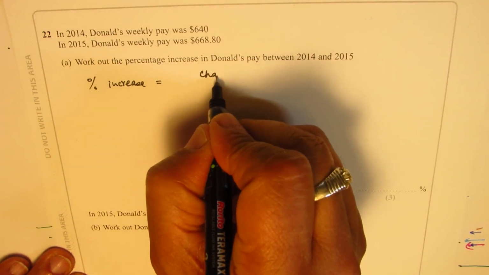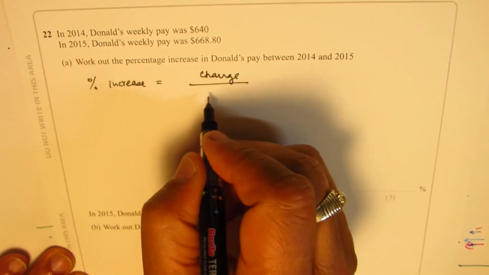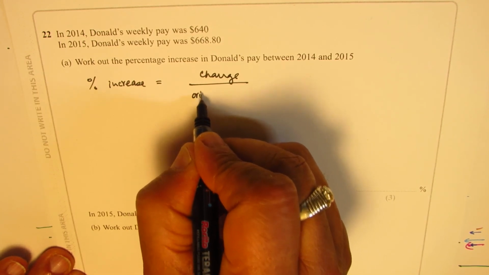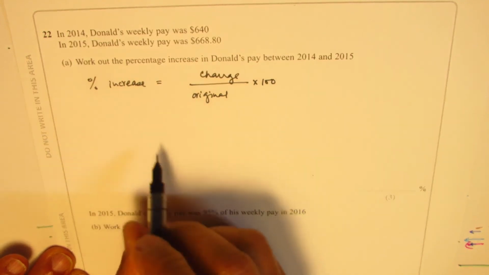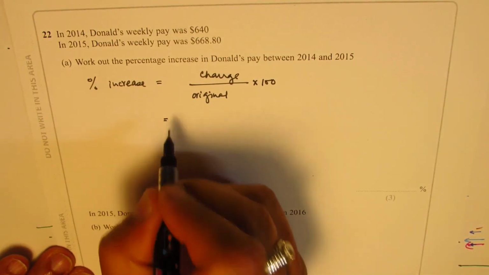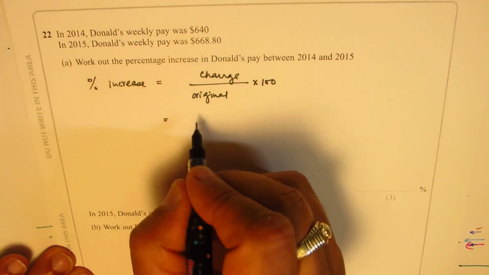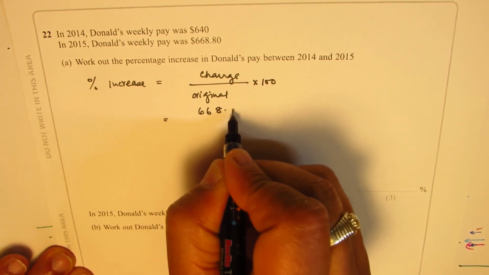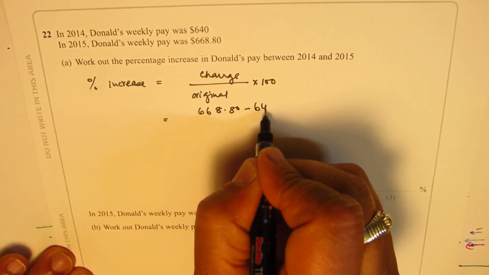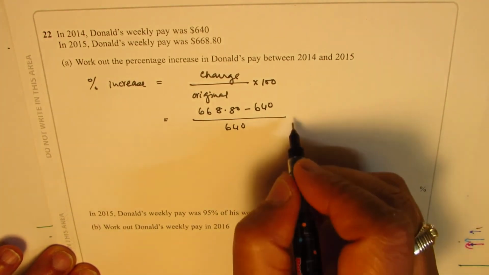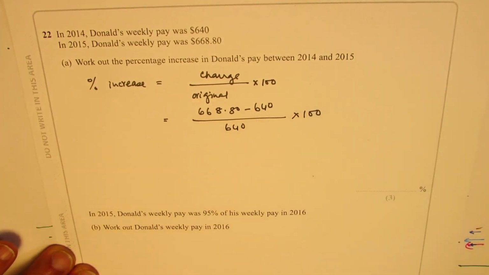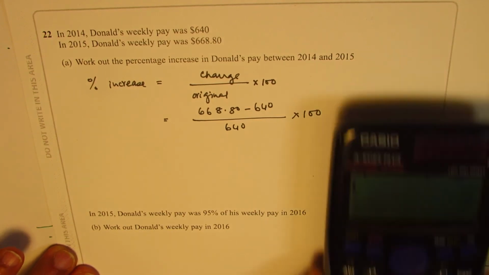It is change in pay over initial or original, right? Times 100. That is how you find percentage increase. So change is from 640 to 668. So we'll do 668.80 minus 640. Our original was 640, or initial you can write, times 100, correct? So that is how we get percentage change.